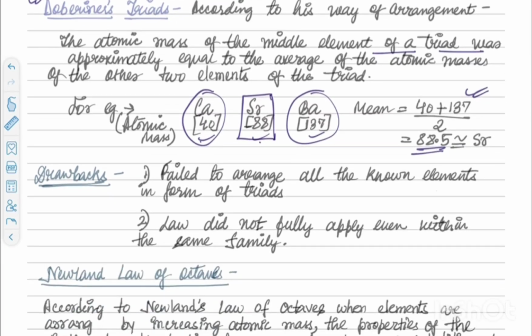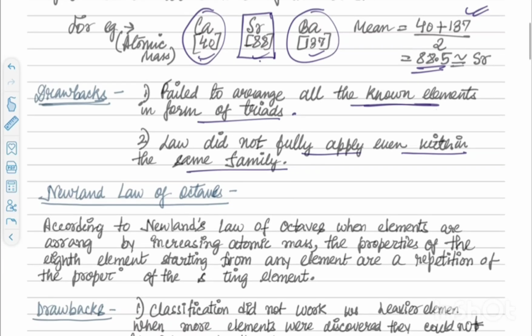This was going well with some elements. However, he failed to arrange all the known elements in the form of triads. This means not more elements could be arranged in this way. The known elements which were very well found in the environment or in the atmosphere couldn't be arranged in this manner. Next, the law did not fully apply even within the same family. If we are grouping elements in a particular family, they could not be arranged in this manner, which basically means that this is not the right manner of arrangement of elements, and hence this needs to be modified further.